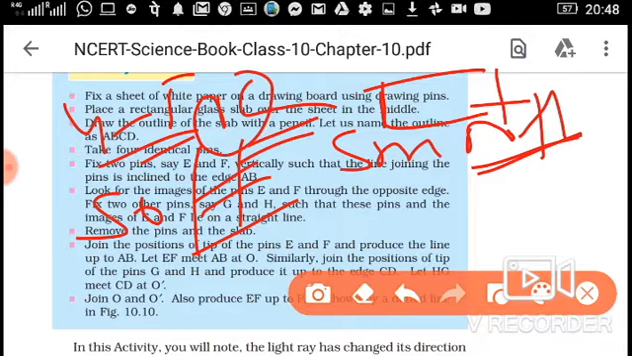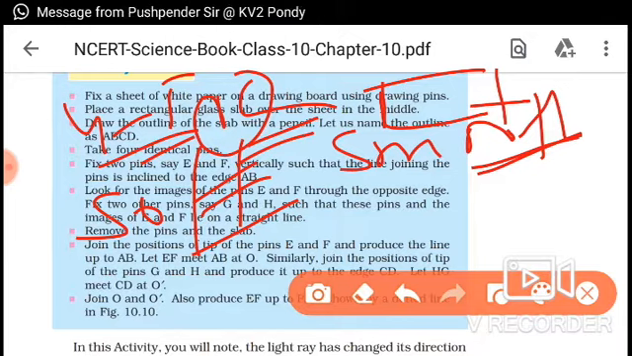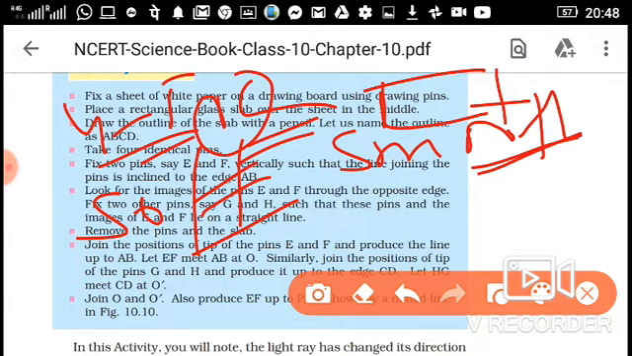Then the glass slab should not have any air bubbles. The protractor should be of good quality. Perpendiculars should be drawn correctly. Getting my point? So these all are the precautions while you do the activity. You should take care of these things.